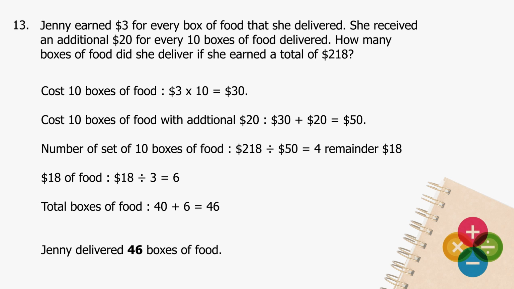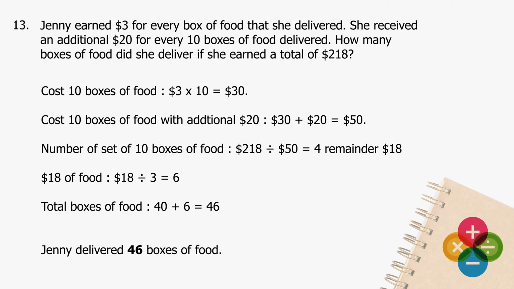The cost for 10 boxes of food will be, multiply $3 by 10, and the product is $30. The cost of 10 boxes of food with additional $20 will be, add $30 to $20, and the sum is $50. The number of sets of 10 boxes of food will be, divide $218 by $50, and the quotient is 4, and remainder is $18.